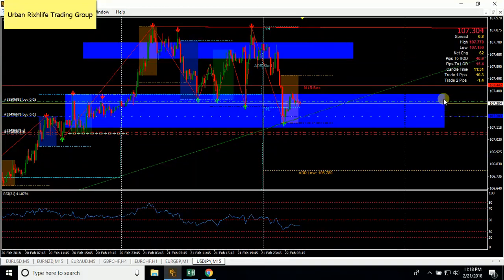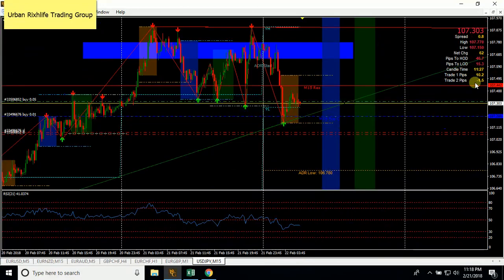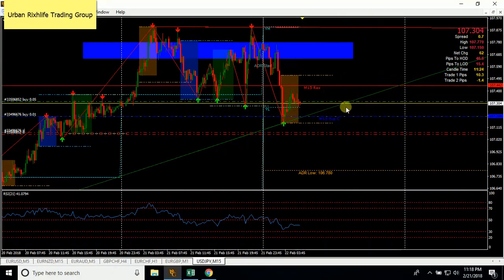We also found support here on the 15-minute chart. Here's resistance. Price dropped and hit support. We have to be rejected by resistance before we come back down here towards support. And that's what I have on the USD JPY.